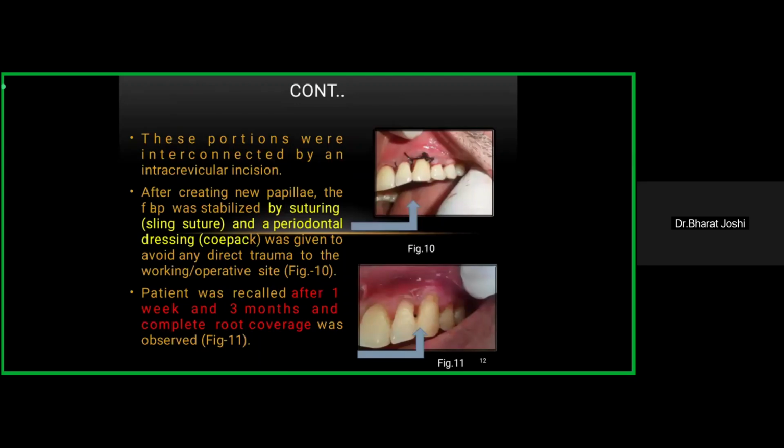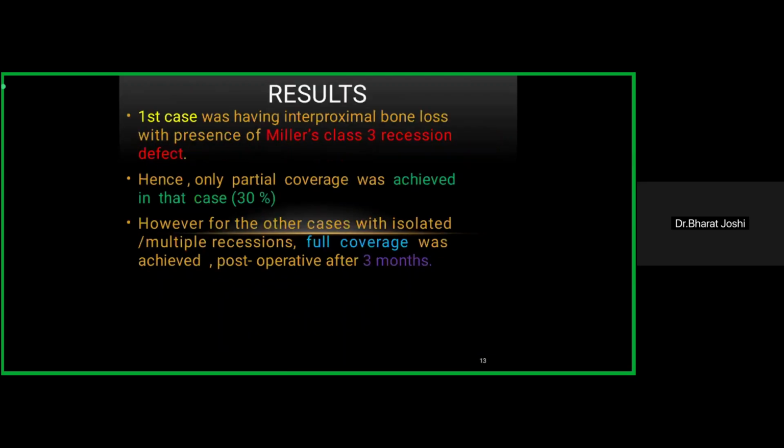The patient was recalled after 1 week and 3 months, and it was found that almost complete root coverage was achieved in this patient. Now coming to the results, the first case had interproximal bone loss. As I have already mentioned, 100% coverage is possible only in class 1 and 2 gingival recession cases. So there was only partial coverage in class 3. However, for the other two cases, almost full coverage was achieved post-operatively after 3 months.